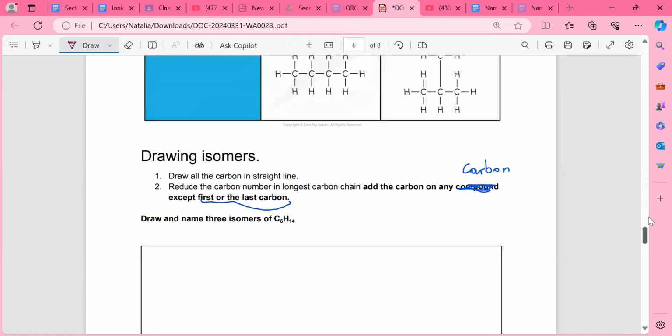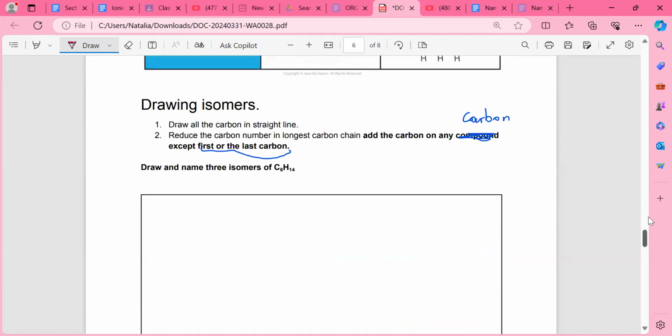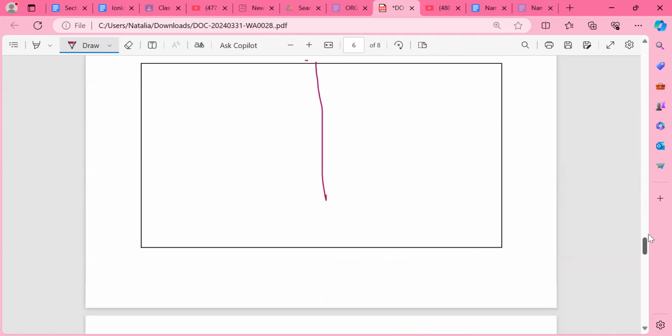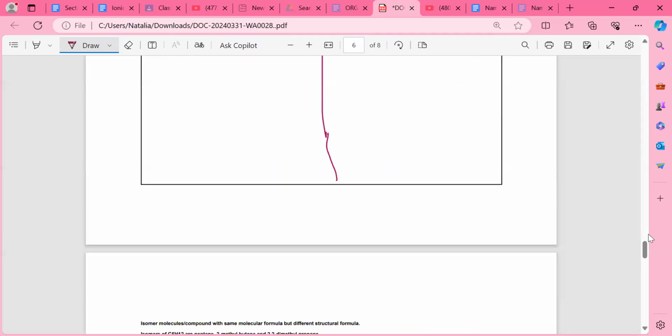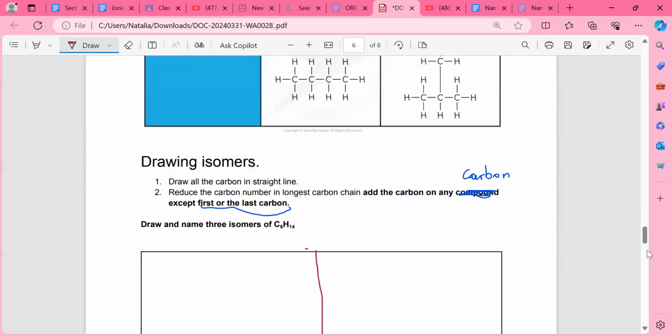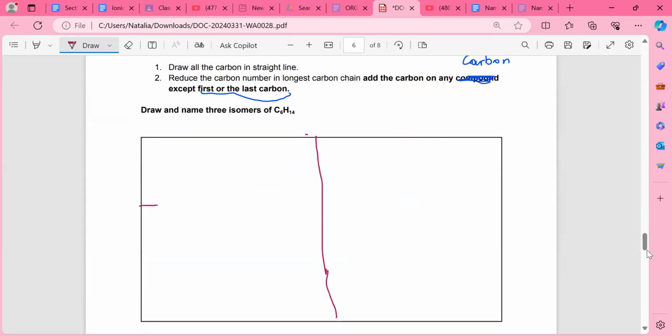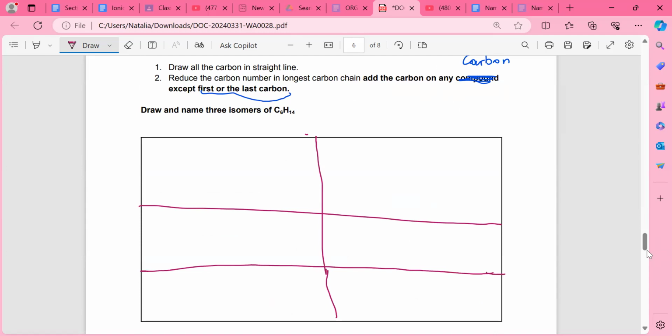All right, so now we're going to draw and name some isomers of C6H14. There are 5 isomers. The rule says I must make sure the first one I draw is in a straight line.